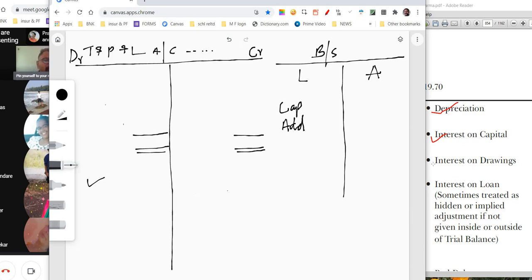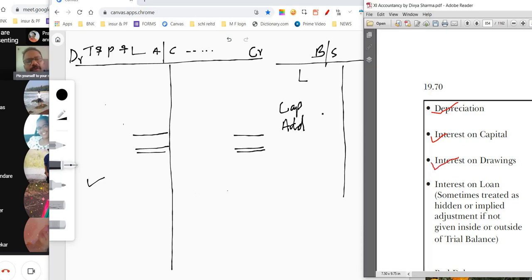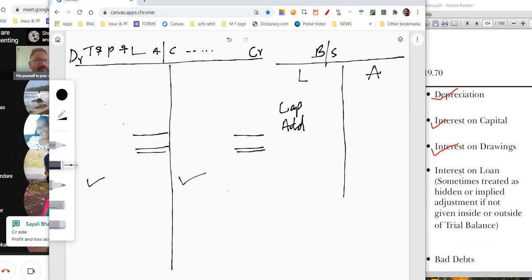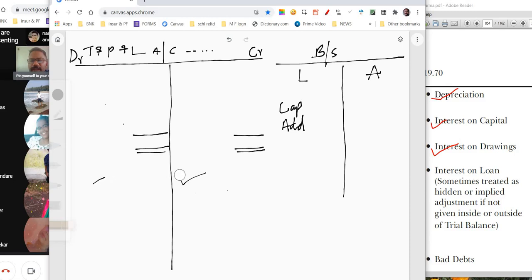So that is the answer of the next one actually. Interest on drawings also will be deducted from the capital, and in the trading and profit and loss account, where will it come? Interest on drawings. Credit side. It will come here, credit side. Okay, very good. Now another important item. I say this one is more important because sometimes this interest on loan is treated as a hidden item in the question.